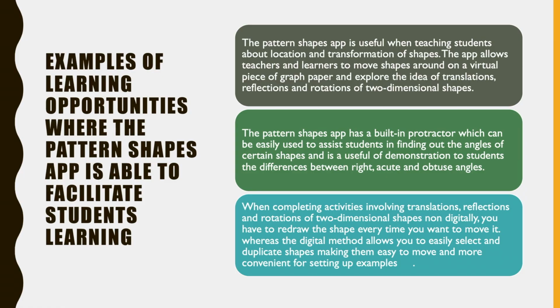Examples of learning opportunities where the Pattern Shapes app is able to facilitate students' learning. The Pattern Shapes app is useful when teaching students about location and transformation of shapes. The app allows teachers and learners to move shapes around on a virtual piece of graph paper and explore the idea of translation, reflection, and rotation of two-dimensional shapes. The app has a built-in protractor which can be easily used to assist students in finding out the angles of certain shapes and is useful in demonstrating to students the difference between right, acute, and obtuse angles.